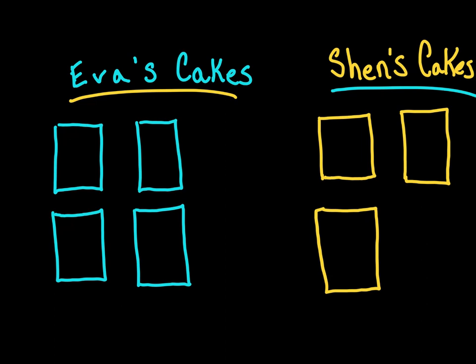Lesson 19 in unit 4: add and subtract fractions with like units. So now you have Eva's cakes and Shen's cakes. If we just looked at this and wanted to find out how many cakes they have all together, you would just count that Eva has 4, Shen has 3, which would make a total of 7. 4 plus 3. But what happens if we were to cut it up?